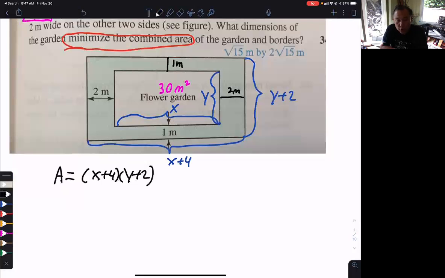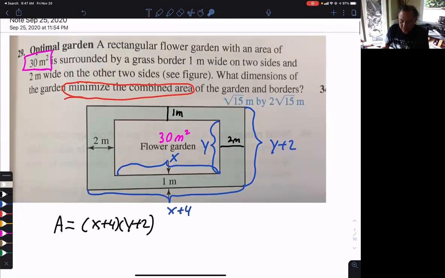So we need to find the critical points of that. So therefore, we need to find the derivative. But we have another problem. We have 2 different variables, and that's no bueno. We have to eliminate one. So somewhere else, there's got to be more information where we get another equation that relates those 2 variables together. And here it is.